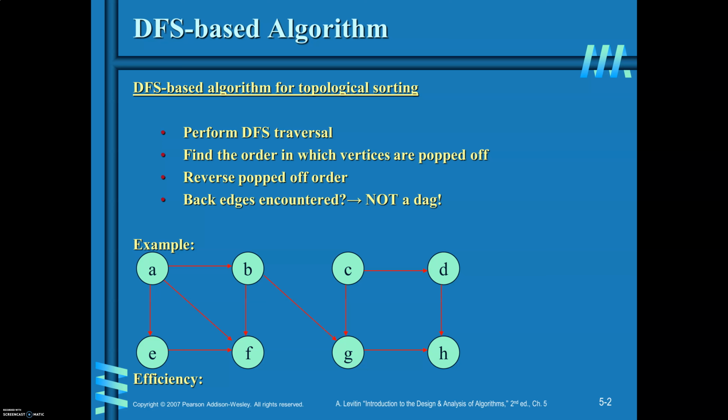In the DFS based algorithm, first you are required to perform DFS traversal. Find the order in which vertices are popped off. If you reverse this popped off order, you will get the topologically ordered list. So when you are doing the DFS algorithm, if you encounter a back edge, then it is not a DAG, so you cannot find the topological ordering. Apply topological sorting for this graph.